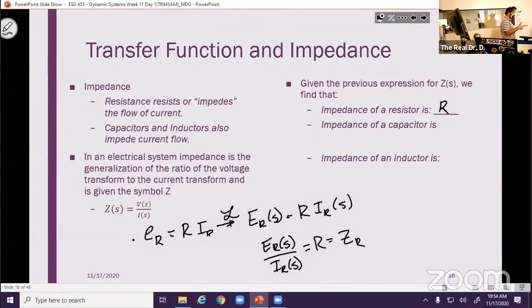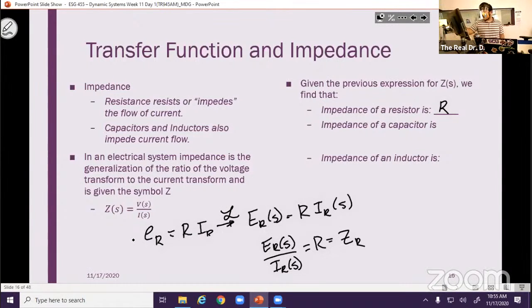Yeah, Sean. So we'll see how this works in a minute. The impedance transform of R is just R. That's what it ends up being. We'll see that it differs when we have capacitors and inductors and stuff. Okay. So far, everybody's with me, right?